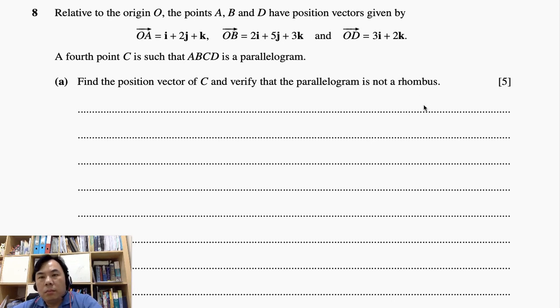Just to recap, a rhombus is a type of parallelogram where it has equal sides, I would say equilateral sides. All these sides are the same. So that will be a rhombus. So we want to check whether that is a rhombus or not, or whether it's just a typical parallelogram.